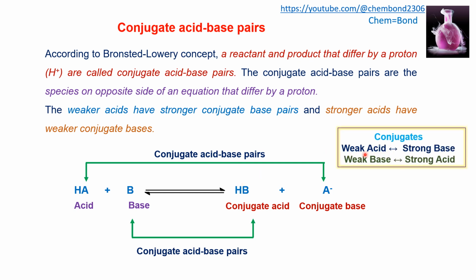A weak Bronsted acid will have a strong conjugate base. So here a point is given: the weaker acid has a stronger conjugate base and a stronger acid has a weaker conjugate base, and a weak Bronsted base has a strong conjugate acid. So these both are considered as conjugates.